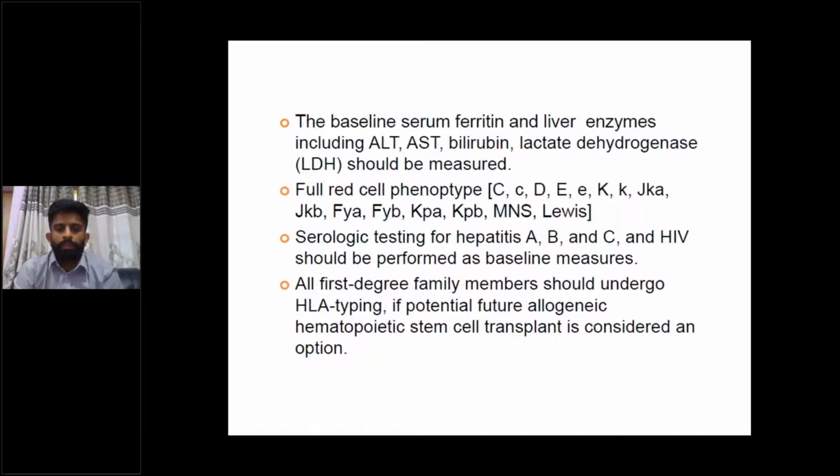The patients who develop this viral hepatitis or HIV can have a poorer prognosis than normal people without thalassemia. The next one is all first degree family members. That means the brothers, the sisters, or parents, they all should undergo HLA typing if potential future allogeneic hematopoietic stem cell transplant is considered an option. So the definitive treatment for thalassemia is stem cell transplant, right? So you need to do HLA typing for all the potential first degree family members that can be donors for a stem cell transplant for the patient.